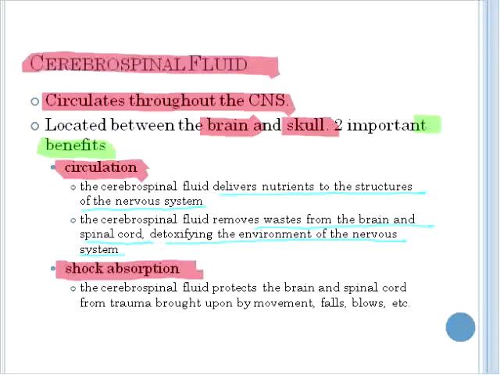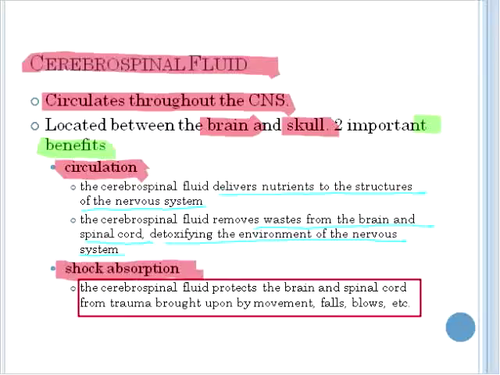As per the shock absorption role, the CSF, cerebrospinal fluid, allows protection from trauma. When you move, when you fall, all those things, blows to the head. Without the fluid, the brain would be, dare I say it, rattling around in your skull much more frequently. In fact, every time you move your head, you would run the risk of getting a concussion without the cerebrospinal fluid acting as a cushion.